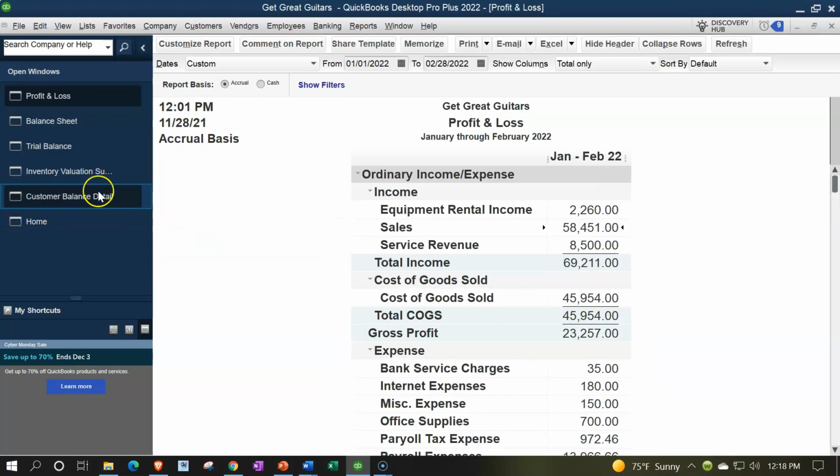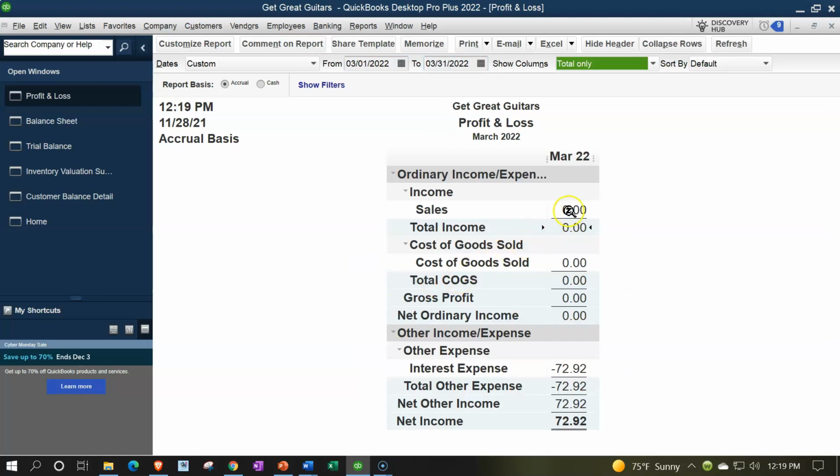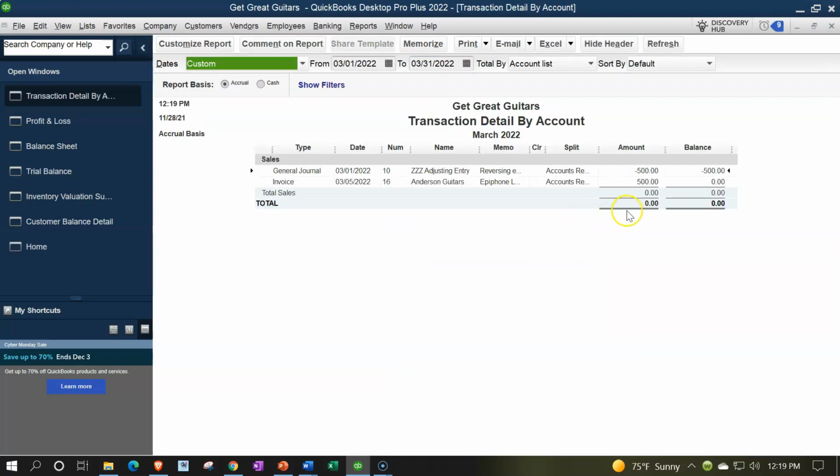So if we go to the profit and loss report, we still see that the income is included in sales as of the cutoff date with the journal entry. If I change this and just look at the next month now, from 03/01/22 to 03/31/22, we've got the sales went up and it went back down to 0. So if I go back into this, you can see what happened here is we increased the sales, and then as of 3/5, it went back down to 0.